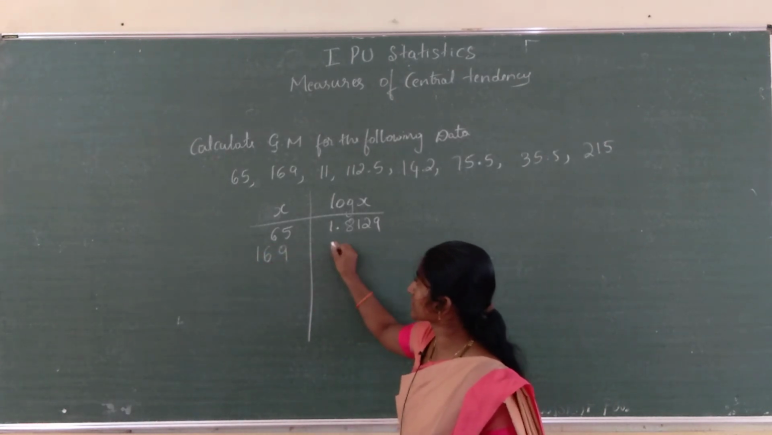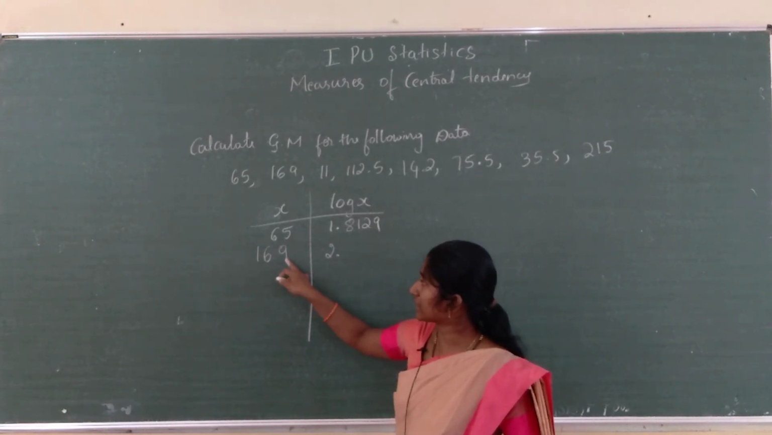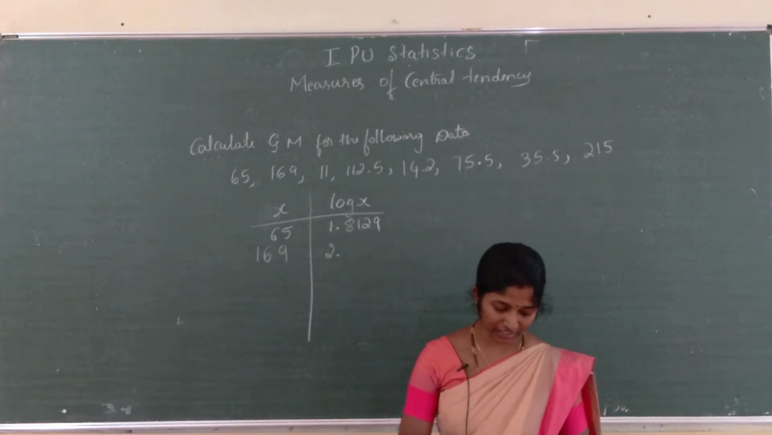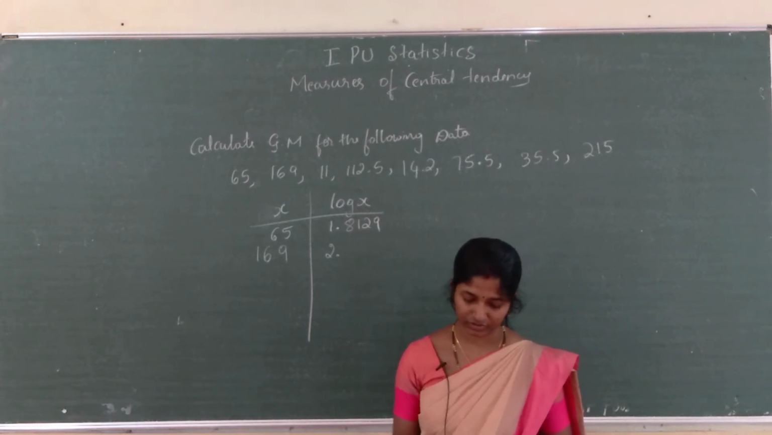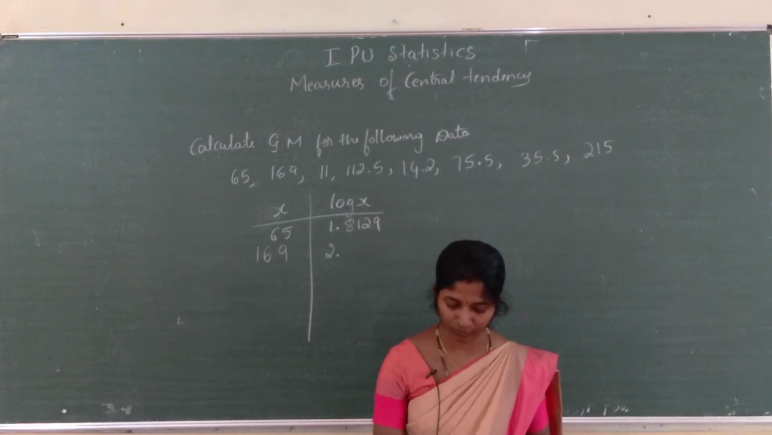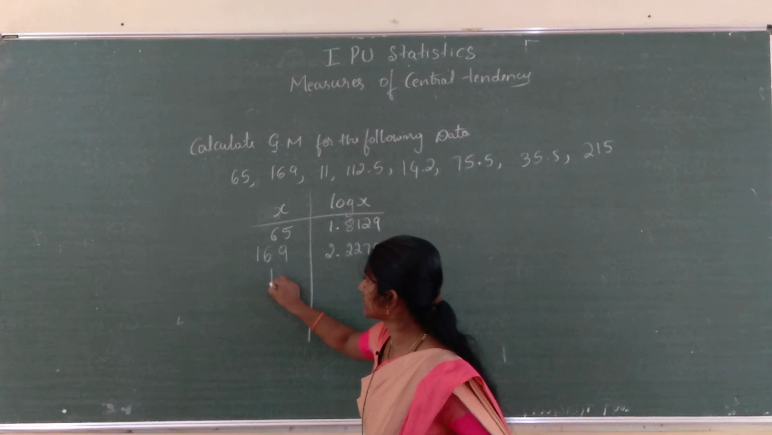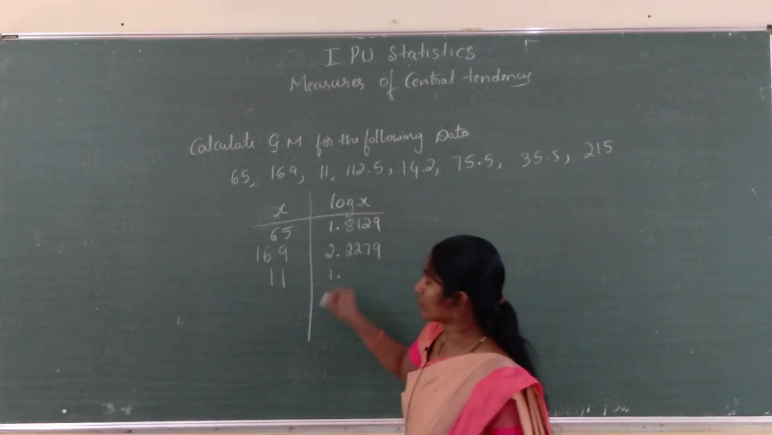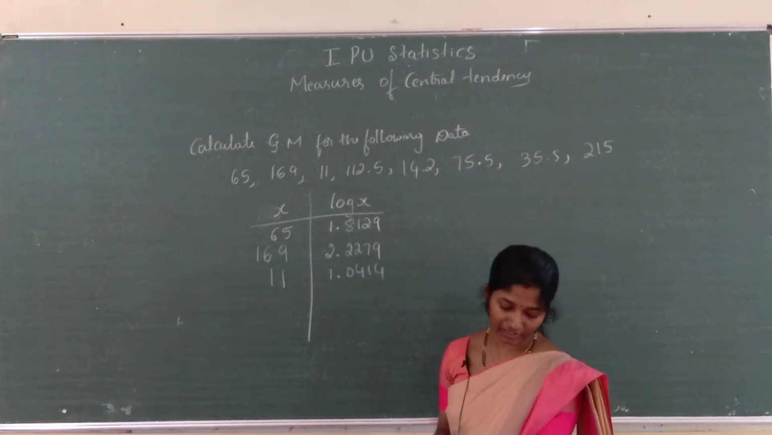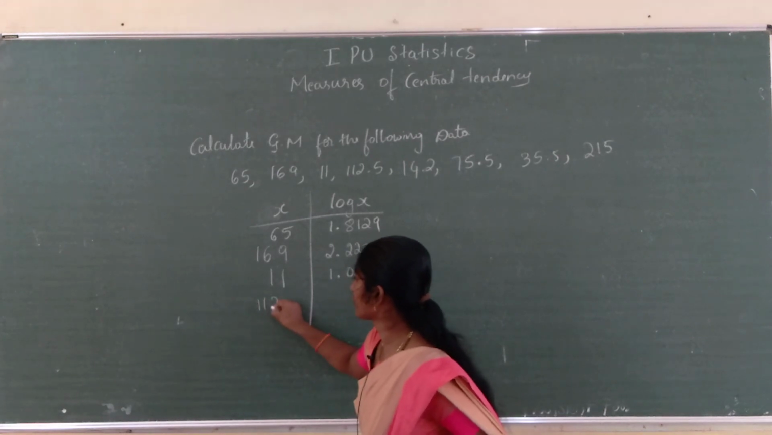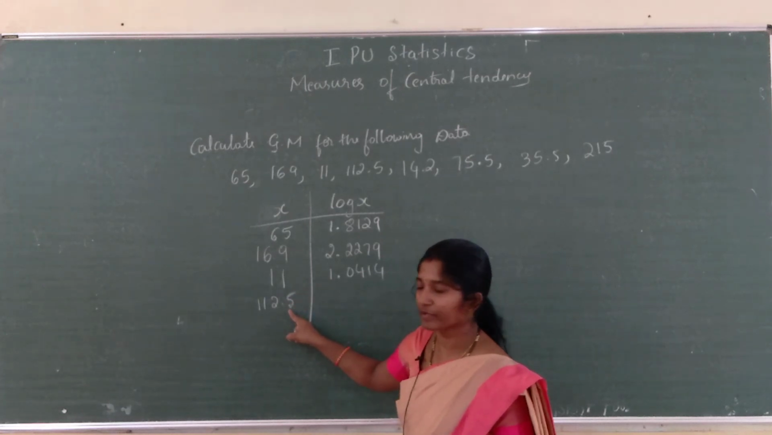Next, 169. First, what do you have to write? 169 has 3 digits, 3 minus 1, that is 2 point. Now see row 16, under column 9. In 16, column 9, the value is 2279. Now I think you have understood. For 11, 2 minus 1, 1 point, you see 11 and the value is 0414.